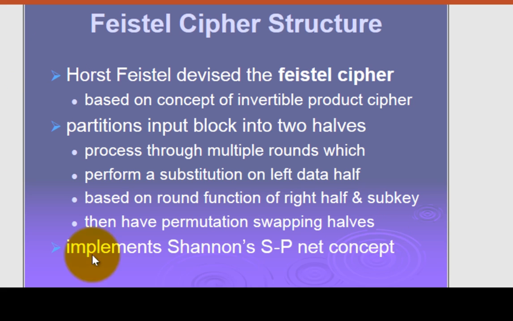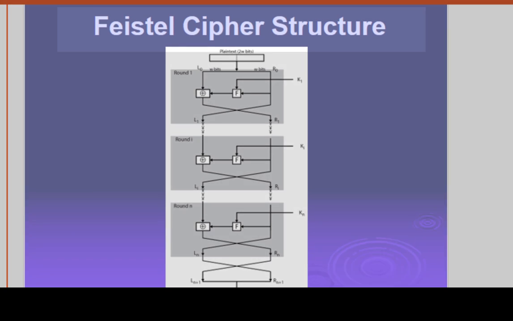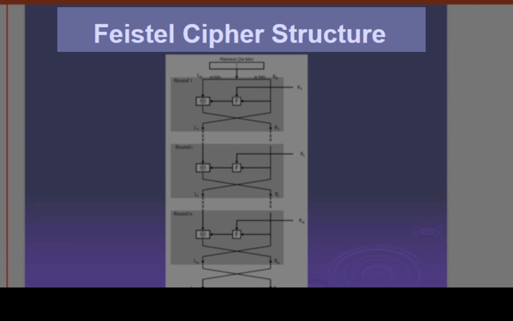So it implements Shannon's SP network, that is, the substitution and permutation network concept. In this whole process, the different rounds use various substitutions and various permutations. You can understand it better when you see the diagram in depth. Let us see the diagram first. This is a Feistel cipher structure diagram.